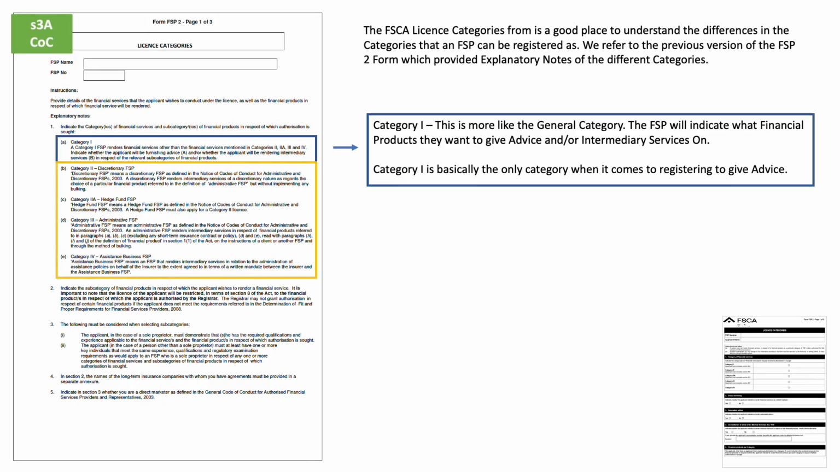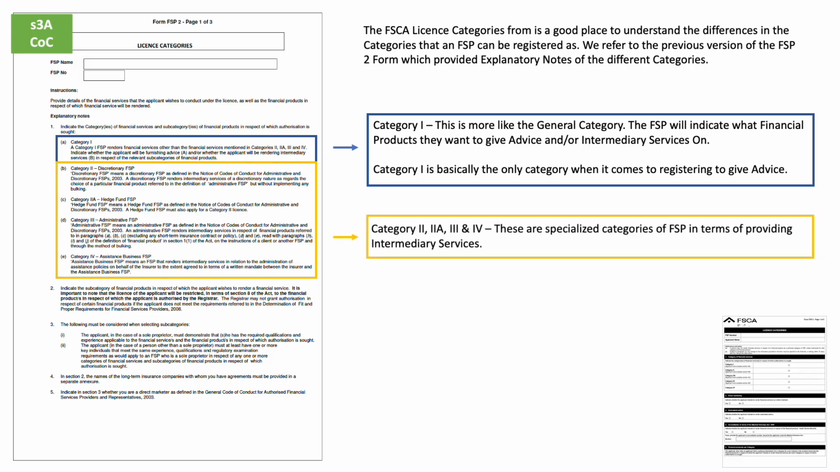Category 2, 2A, 3, and 4. These are specialized categories of FSPs in terms of providing and rendering financial services, specifically intermediary services. Category 2 is known as a discretionary FSP. Category 2A is known as a hedge fund FSP. Category 3 is known as an administrative FSP. Category 4 is known as an administration for assistance business FSPs.